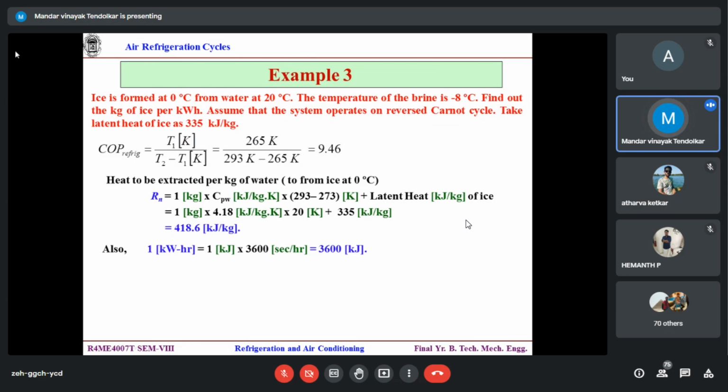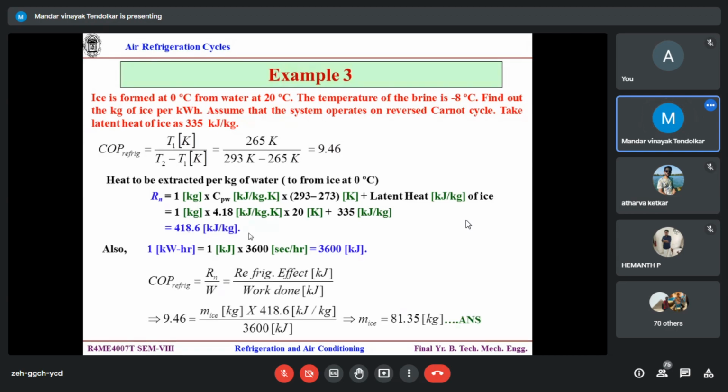Now 1 kilowatt hour. Find out the kg of ice per kilowatt hour. What is 1 kilowatt hour? 1 kilowatt and then hour. Kilowatt means per second, and this is hour, so multiply by 3600. Seconds per hour. So I get 3600 kilojoules. Now this is my total capacity. This is the specific capacity per kg. So take the ratio with the help of that.